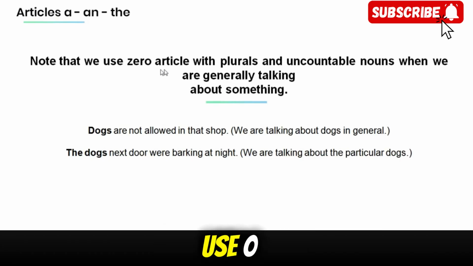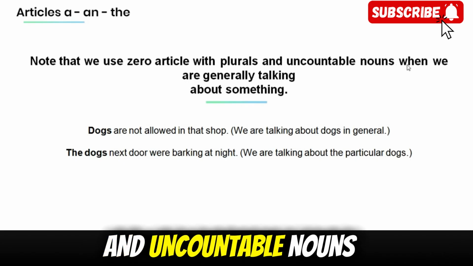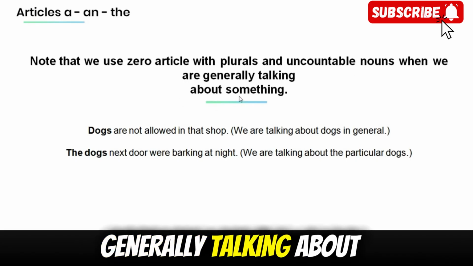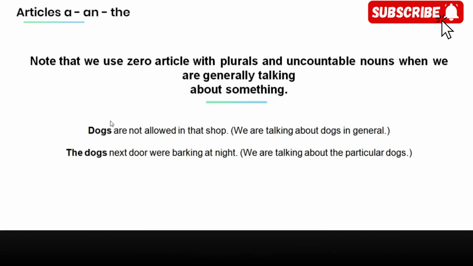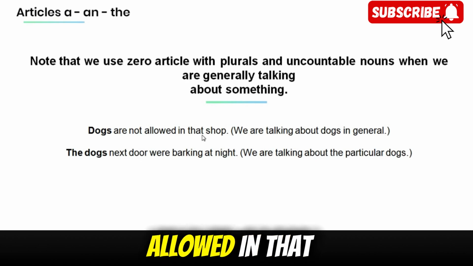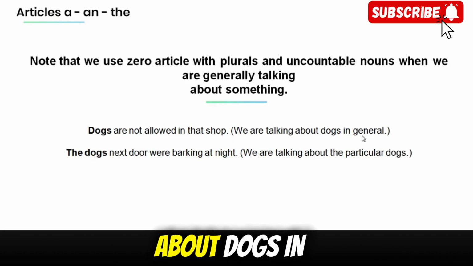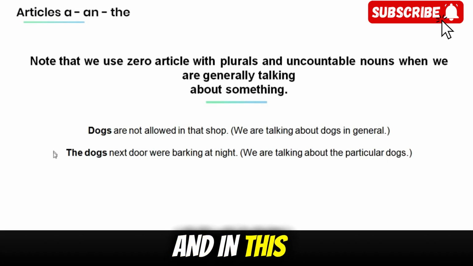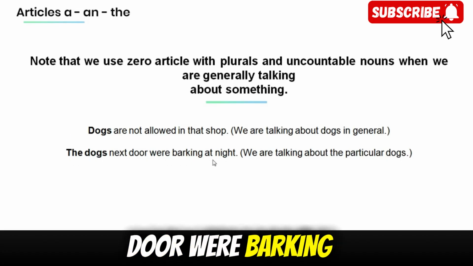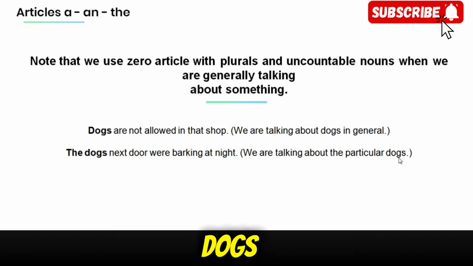Note that we use zero article with plural and uncountable nouns when we are generally talking about something. Have a look at the examples below. Dogs are not allowed in that shop. In this sentence, we are talking about dogs in general. And in this sentence, the dogs next door were barking at night. We are talking about the particular dogs, the dogs next door.